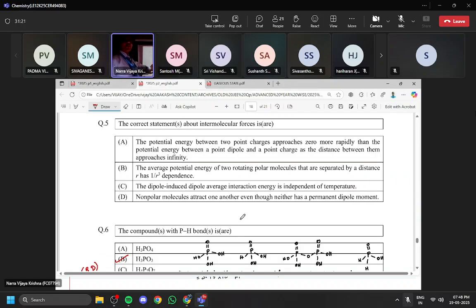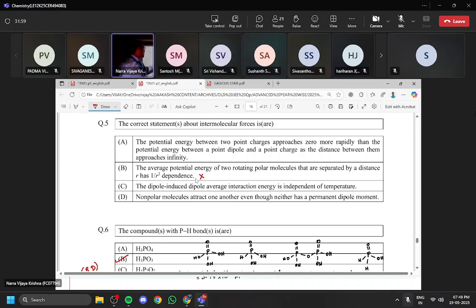Second question, option B. Read option B. Average potential energy of two rotating polar molecules that are separated by a distance r has dependence. What is the dependence? 1 by r cube. Is it 1 by r cube or 1 by r power 6? Just now we have seen. If they are stationary, r cube. If they are rotating, correct? States of matter, first bit itself is there. So this is wrong.